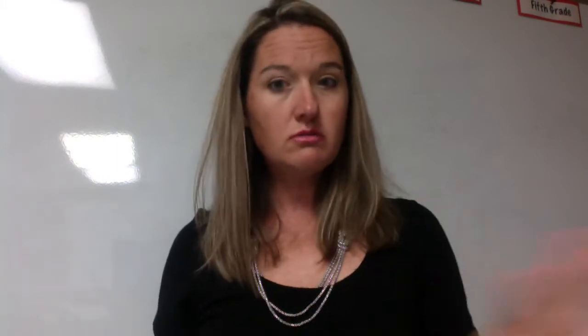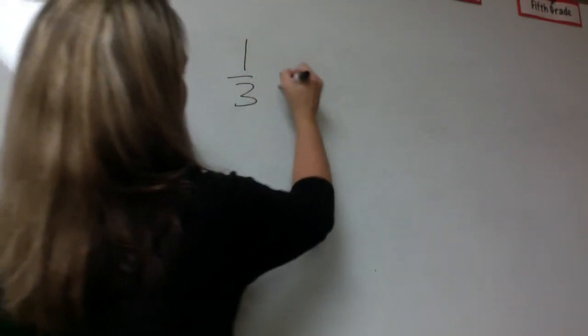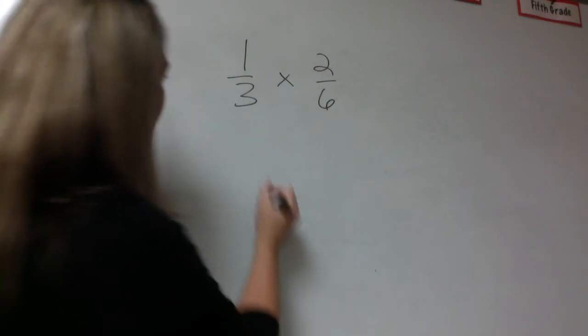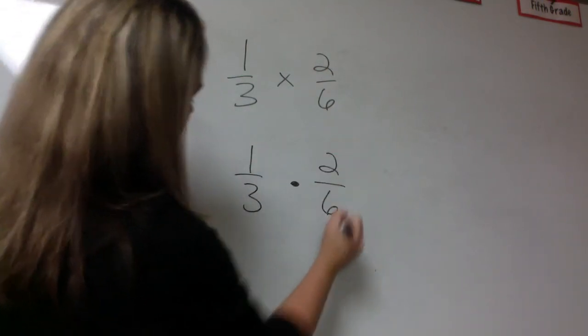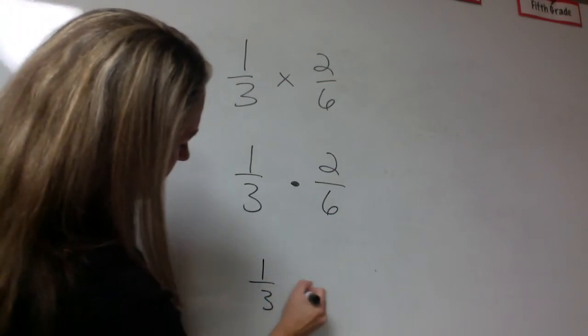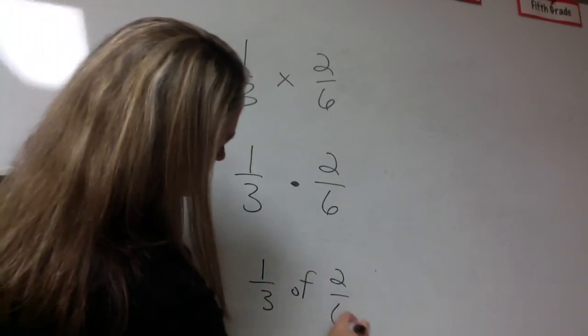Okay, so I cut you off a little too soon. I did want to talk about a couple other things. I did show you the process of multiplying, but I wanted you to be aware that in your assignment you're going to see problems written like 1/3 times 2/6, or you'll see it 1/3 times 2/6, or you may see 1/3 of 2/6.